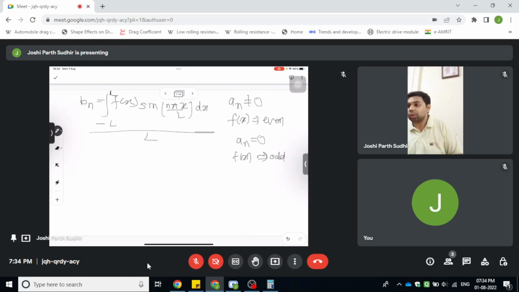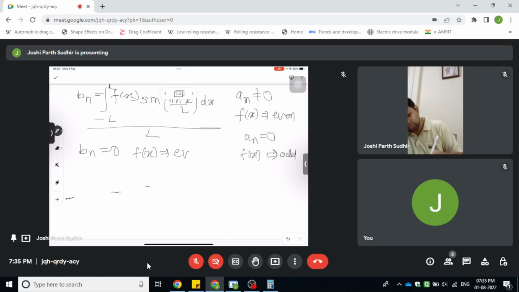Similarly, if we go by the same argument for Bn, when the function f of x is even, the multiplication of f of x into sine(n pi x by L) will result in an odd function. Then for an odd function, again the integral from minus L to L will be 0 by the same argument. So Bn will be 0 when f of x is even, and Bn will be non-zero when the function f of x is odd.